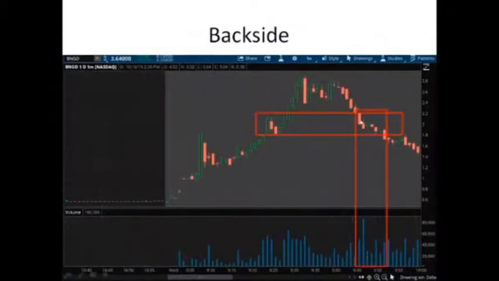BNGO, this is more of a backside bounce. So I want to also give you an example of a backside bounce. Basically, there's an overextended move. The niche here is way too big for me to like. I don't like a big niche like that. I don't like stuff like that.